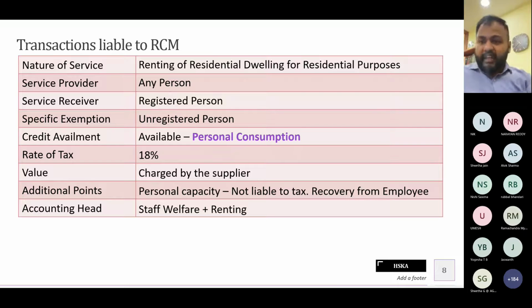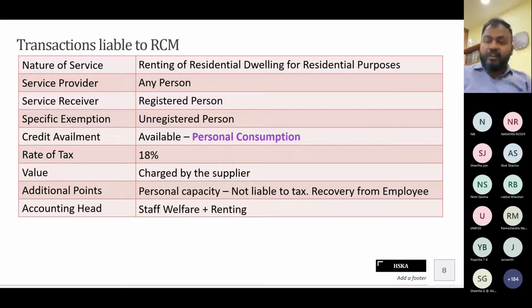Whether it is given to an individual, that is me, who wants to use it for residential purposes, or given to me as a company who wants to use it as a guest house, or given to me as a company where the director is going to stay. Any purpose I use it, if the end use is residential purpose, it was exempt from tax. Renting of a residential dwelling for residential purposes.